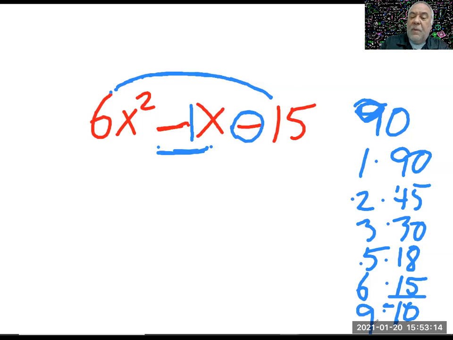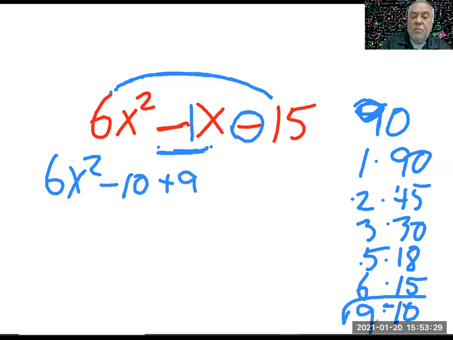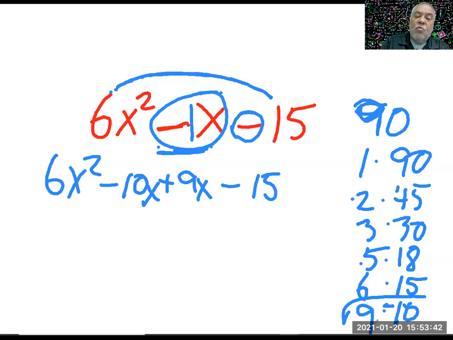So now that we know it's positive 9, negative 10, we rewrite this equation. 6x squared minus 10x plus 9x minus 15. All I've done was rewrite the negative 1x into minus 10x and plus 9x right here. Now I group them. Put parentheses around here and around here.